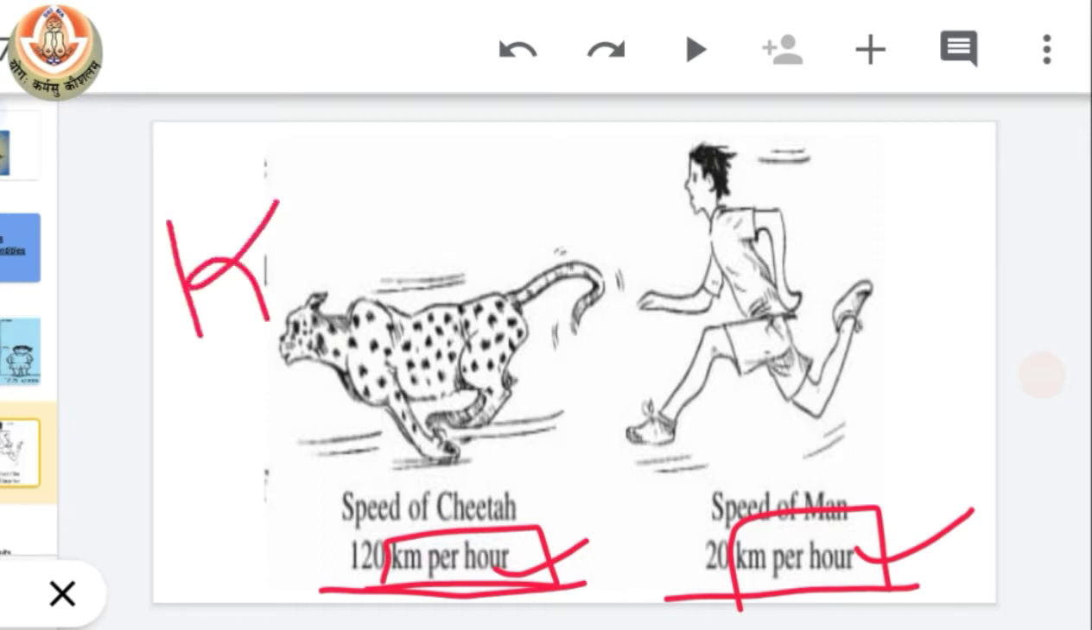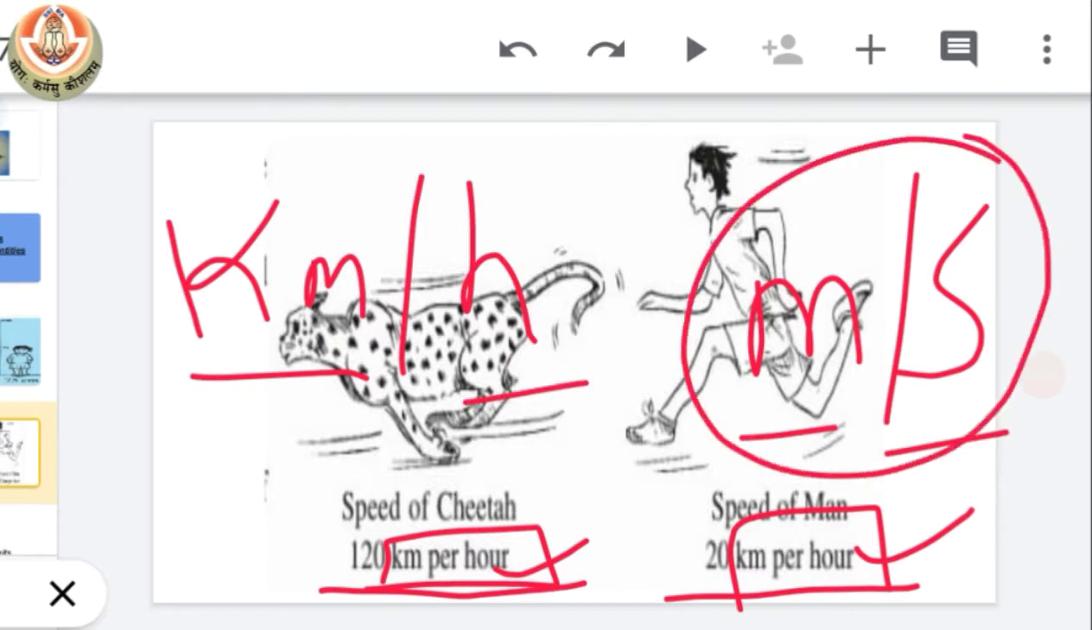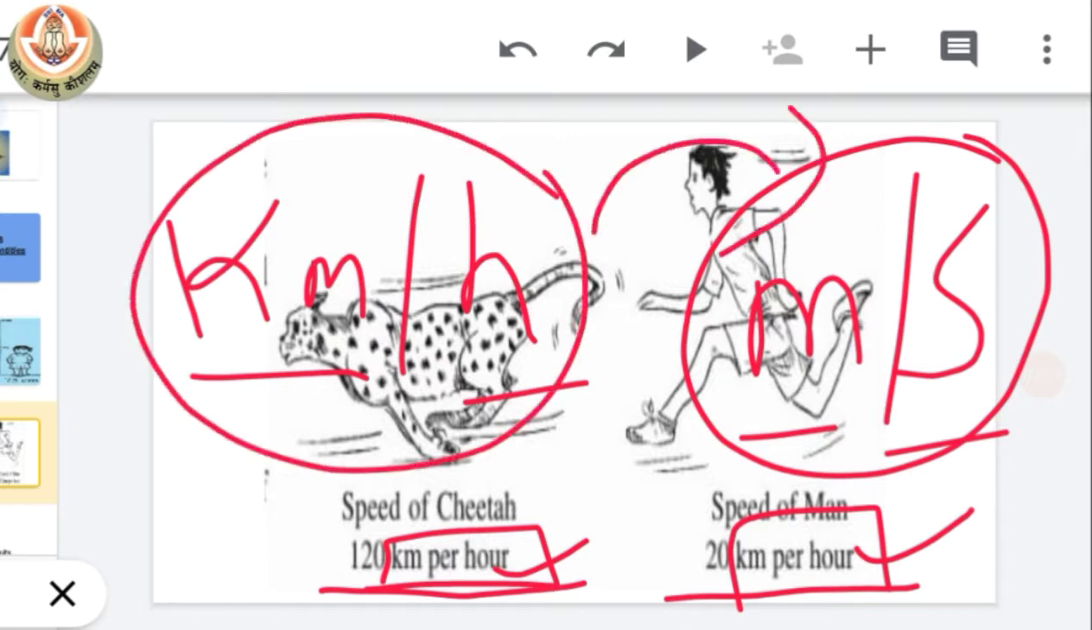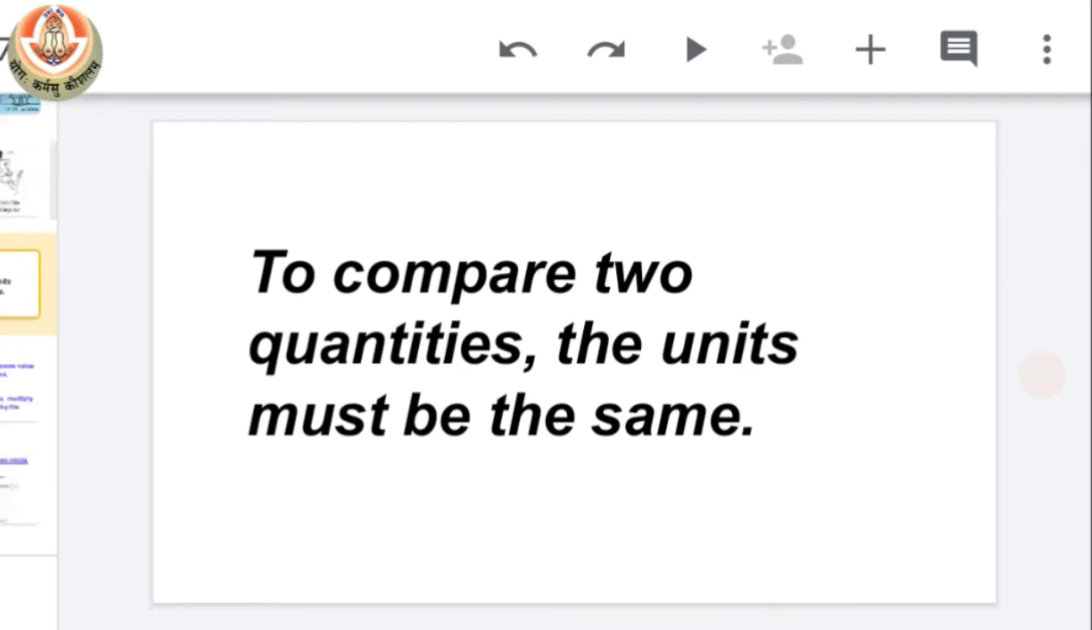We cannot compare kilometer per hour with meter per second, okay, because the units are different. For comparing, we have to convert this into kilometer per hour, or what we can do, we can compare this in meter per second. So units should be the same. To compare two quantities, the units must be the same, okay. This thing you have to keep in your mind.